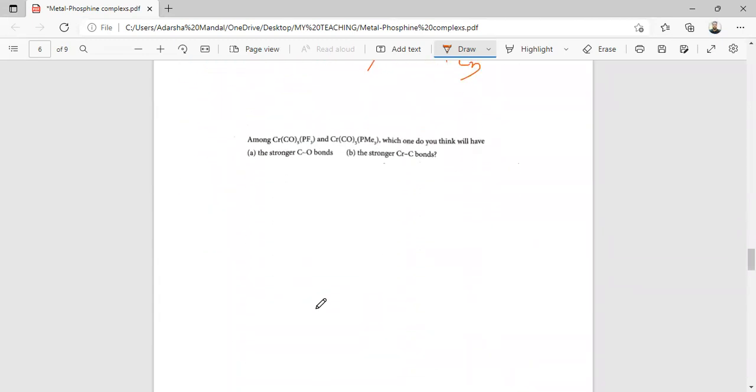So the next question is: among these two complexes, Cr(CO)5(PF3) or Cr(CO)5(PMe3), which has the stronger CO bond, and which has the stronger chromium-carbon bond?